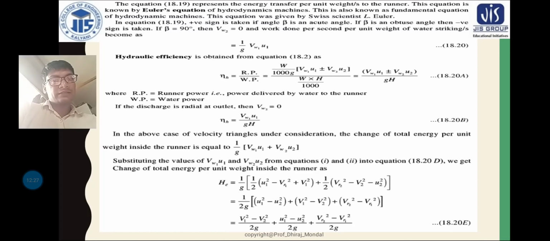In the above case of velocity triangle under consideration, the change of total energy per unit weight inside the runner is equal to 1 by G (Vw1 U1 plus Vw2 U2). Okay, so this is the change of total energy per unit weight inside the runner. Now, if I am substituting the value of Vw1 U1 and Vw2 U2 from equations 1 and 2, here you can see.